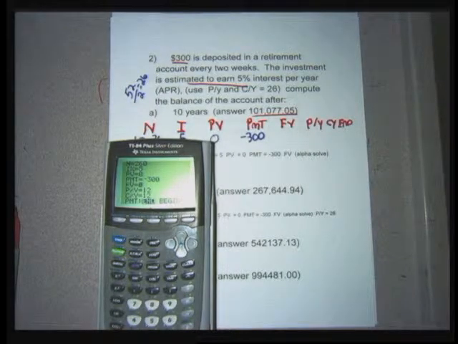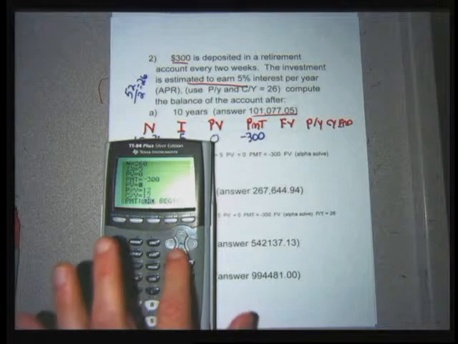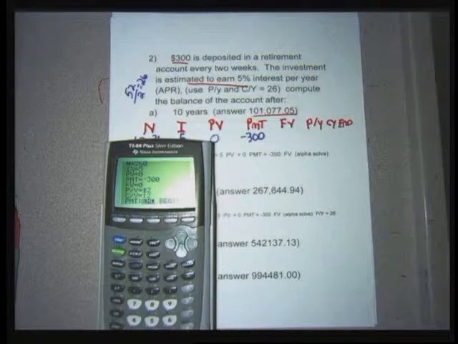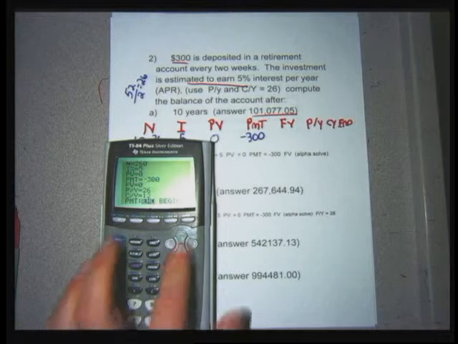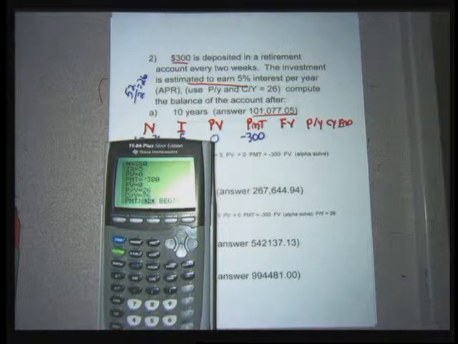For the future value, this is what I'm solving. I'm trying to find my balance after 10 years. That's 10 years in the future. And that's the FV that I'm solving for. And for ease of computation, I'm always going to make the PY and the CY the same. PY stands for payments per year, and I'm depositing every 2 weeks, so that's 26 payments per year. My calculator will make the CY and the PY the same.